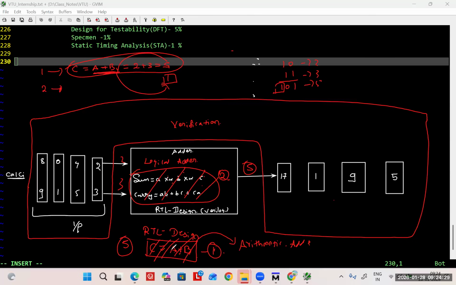Okay, tell me which addition is easy for you? The second one or the first one? If I ask you to do the addition, you take the first one, sir. Then why did you invent the second one? Why have you done half adder, full adder, then 4-bit adder, ripple carry adder, carry look ahead adder, correct? You have done a lot of things.